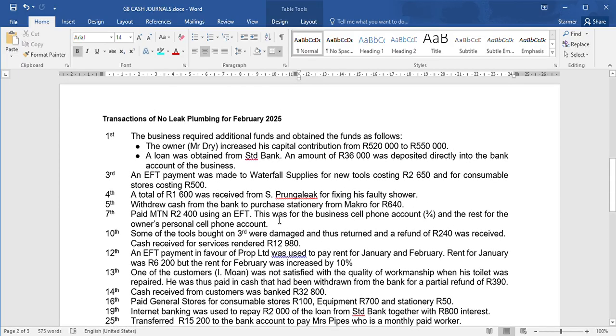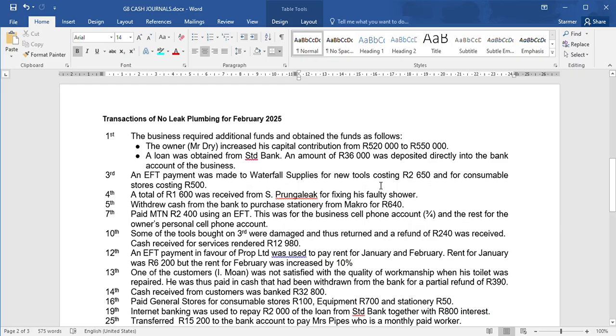Okay, the next one, an EFT payment was made to Waterfall for new tools costing 2650 and consumer stores costing 500. When you buy more than one thing from a business, you do not pay them separately. That's like saying you go into Spar and you buy a Coke, a packet of chips and a chocolate. You don't pay for the Coke, get your change, pay for the chips, get your change, and pay for the chocolate. The cashier will just add all three things together and you will pay once. So likewise, we are going to pay Waterfall Supplies once only.